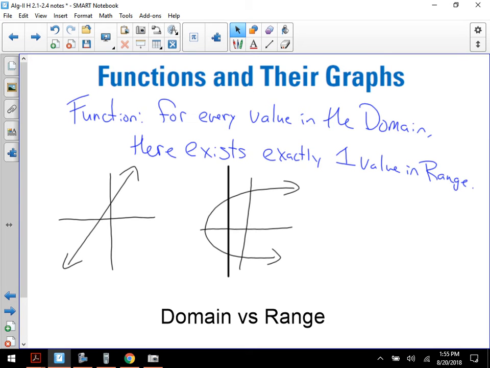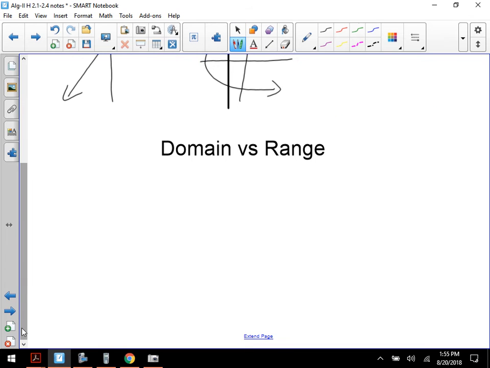So we talk a lot about domain and range in Algebra 2. Easy way to remember which one's which: what comes first in the alphabet, domain or range? Domain. What comes first in the alphabet, x or y? X. X values go what direction on the graph? Yes, they go horizontally. Therefore, y values go vertically.